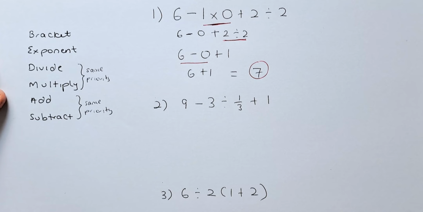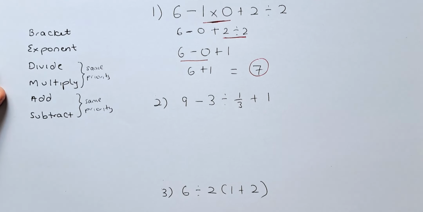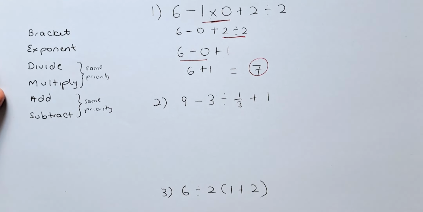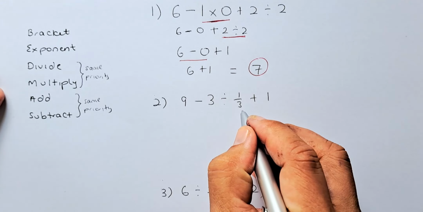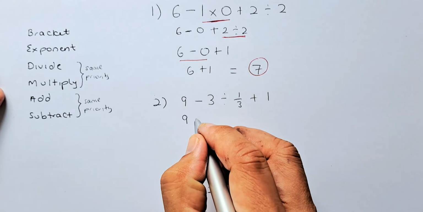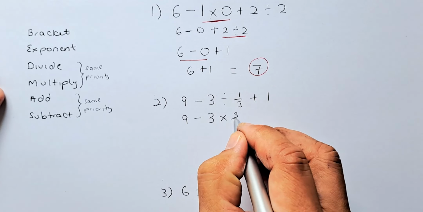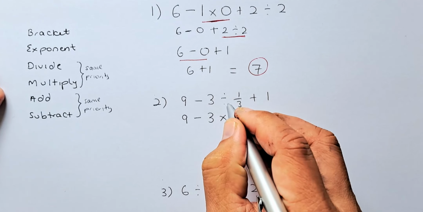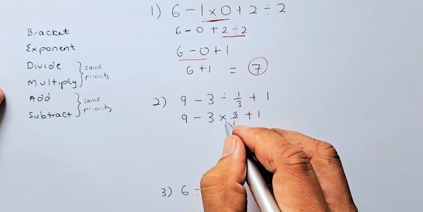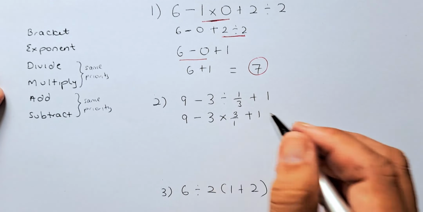Okay. Then we shall do the second question now. 6 minus 3 divided by 1/3 plus 1. So the division has to come first. So we need to change that to multiply: 3 multiplied by 3 over 1 plus 1. When you divide by a number, you change it to multiply and you flip the fraction.